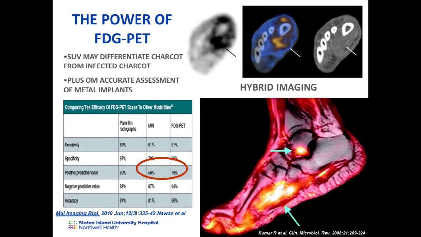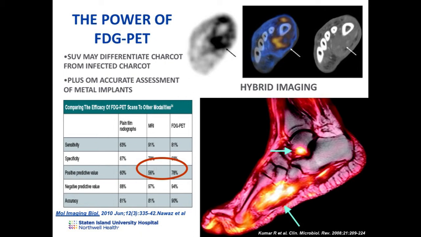The power of FDG PET is that the standard uptake value may even differentiate Charcot from an infected Charcot. In this example on the right, you can see the low resolution physiologic image with uptake all around the great toe, the hallux metatarsal. And you can see that we can put color on that, make that prettier. And of course, we can fuse that to a CT image where we can see that this is all periarticular, osseous infection around the bone, but not within the bone.